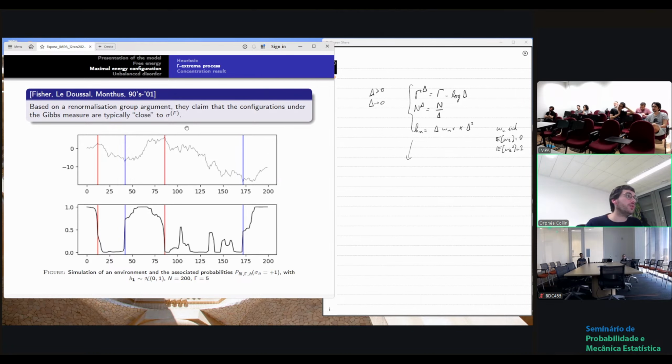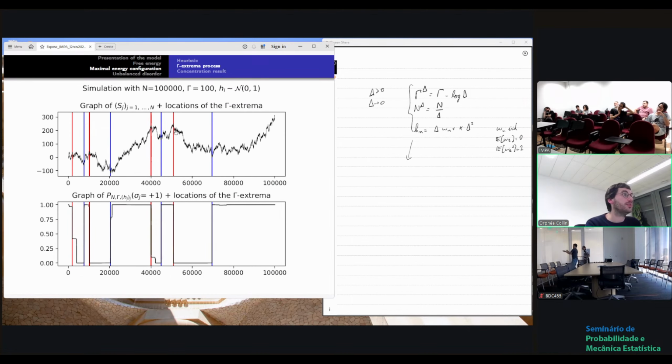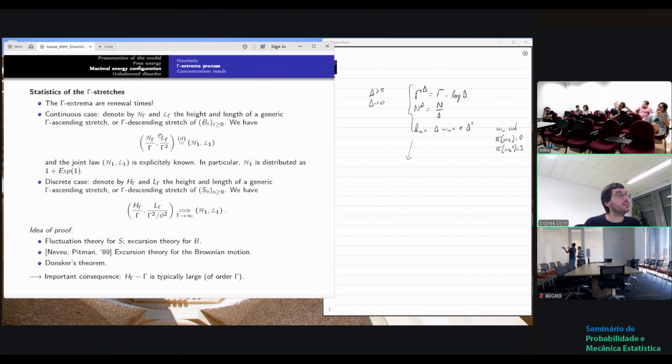Oh, no, okay. These are the gamma extrema, and the distances between them are i.i.d., but they're not exponential variables. These are the lengths of the gamma extrema, so they are of order gamma squared. But this here is distributed as the first hitting time. It's not exponential. It's distributed as the first hitting time of 1 or -1 by a Brownian motion started at 0.